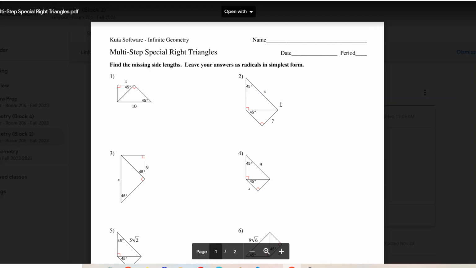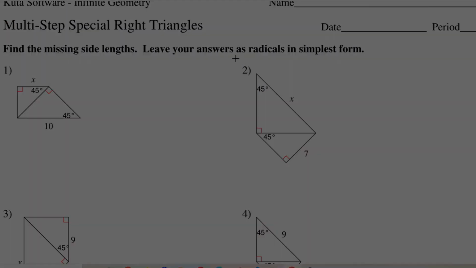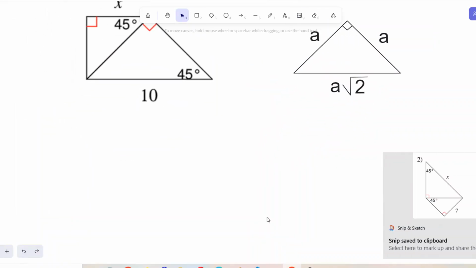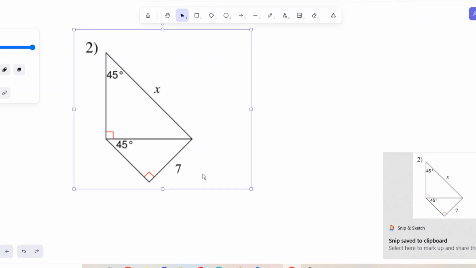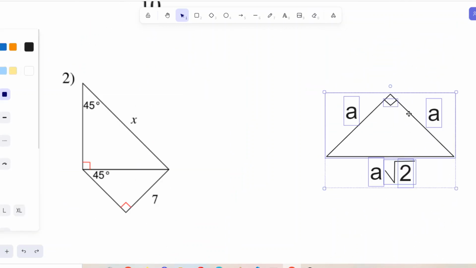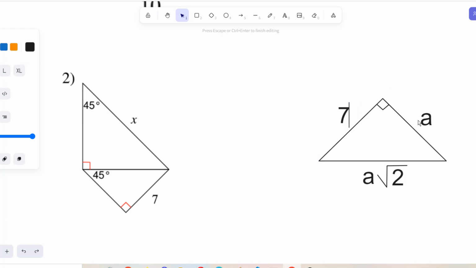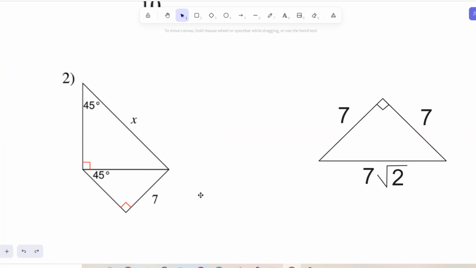So the second one's actually easier. Let's look at the second one real quick. In this case, you're given the leg. If you're given the leg, then it's much simpler because you know this is 7. And if these are 7, then this is just 7 root 2. So if this is 7, then that means this is 7 as well, and this side would be 7 root 2.